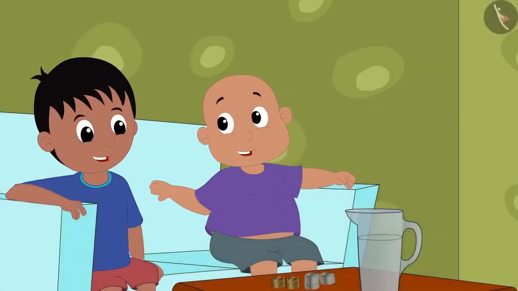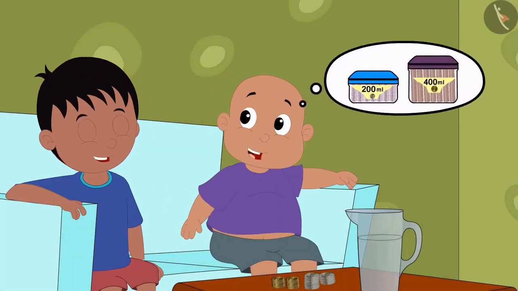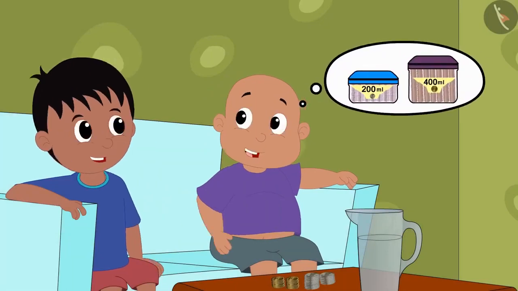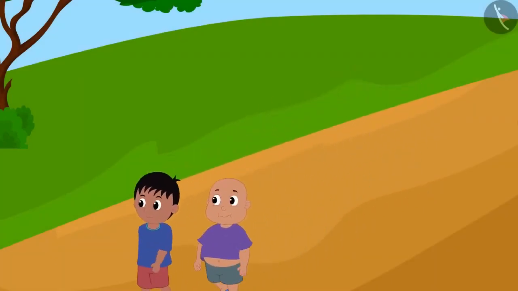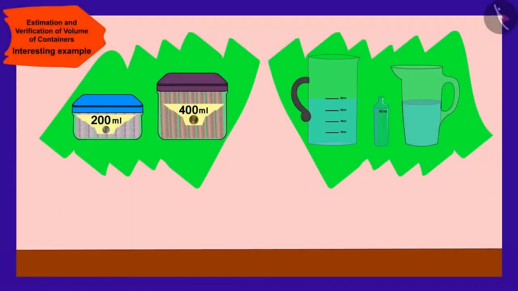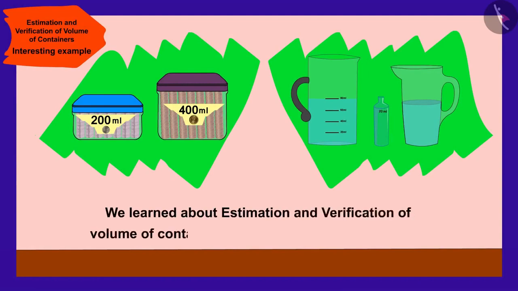Raju, come, let's quickly go to the market and buy one box having a volume of 200 milliliters and one box having a volume of 400 milliliters. Both the friends excitedly walked towards the market. Children, in this video we learned about estimation and verification of volume of containers by some interesting examples. In the next video, we will look at some of the misconceptions related to this.